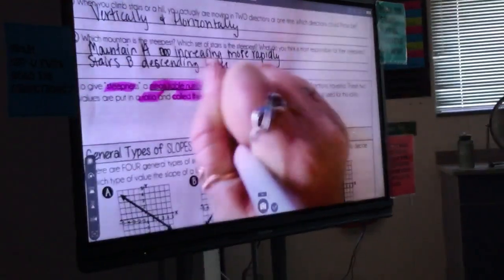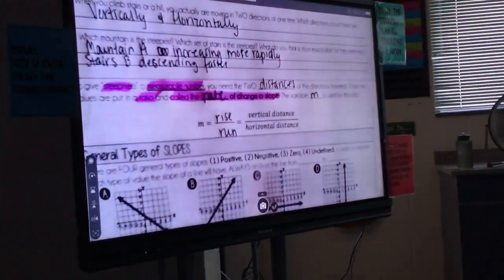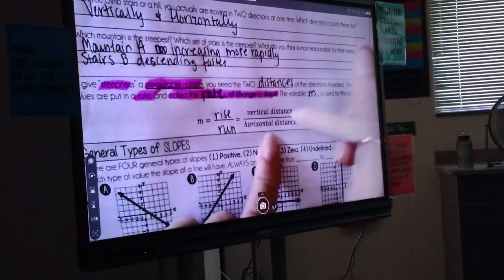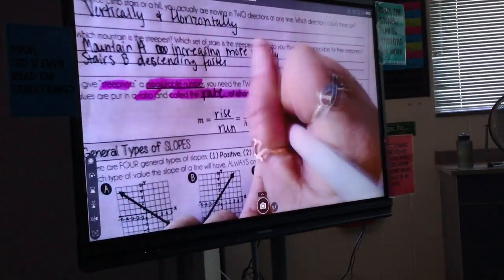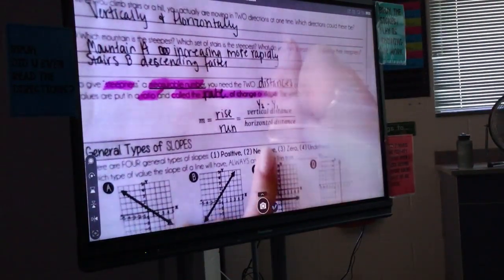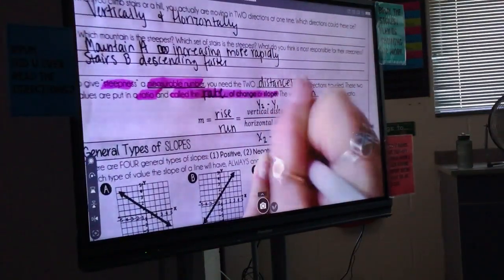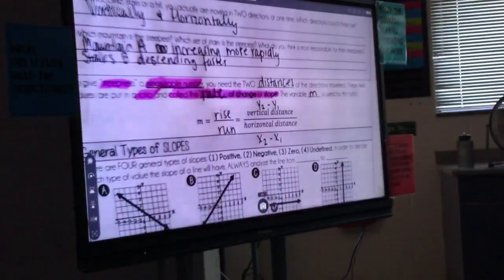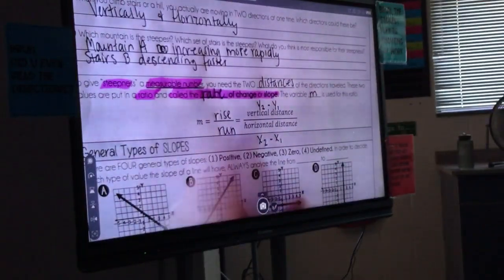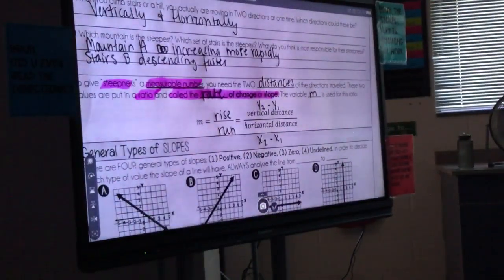Okay. And then, just so you know, the vertical distance is going to be your y2 minus y1, and your horizontal distance is going to be your x2 minus x1. That will be tomorrow, where we apply this information, because that's when you're given two ordered pairs. You have to find that, then you find the slope.